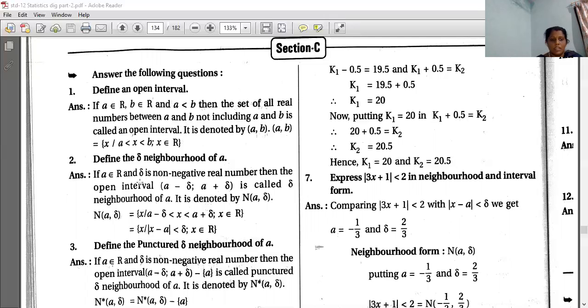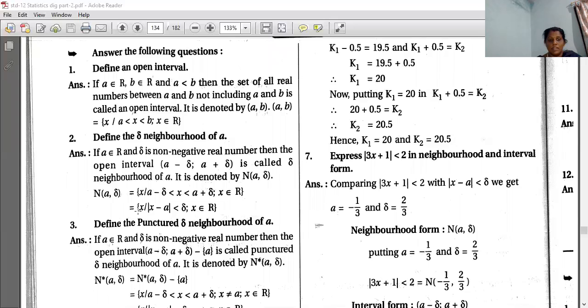Now the second is: define the delta neighborhood of A. If A belongs to R and delta is a non-negative real number, then the open interval A minus delta and A plus delta is called a delta neighborhood of A. It is denoted by N(A, delta). N(A, delta) means x such that A minus delta is less than x and x is less than A plus delta and x belongs to R. Or you can say x such that modulus x minus A less than delta and x belongs to R, that is a real number.